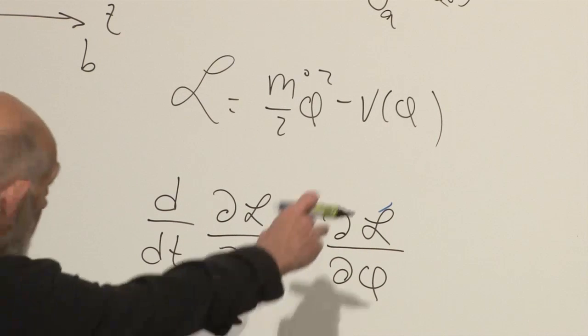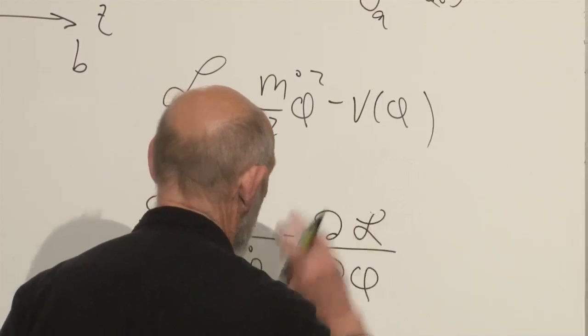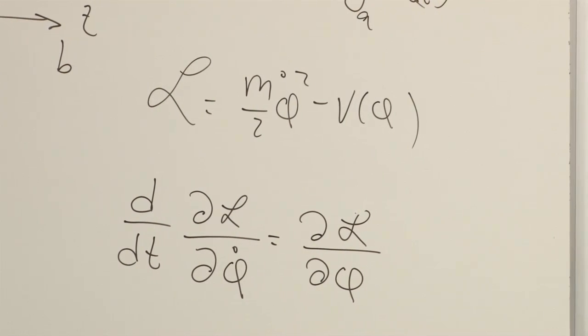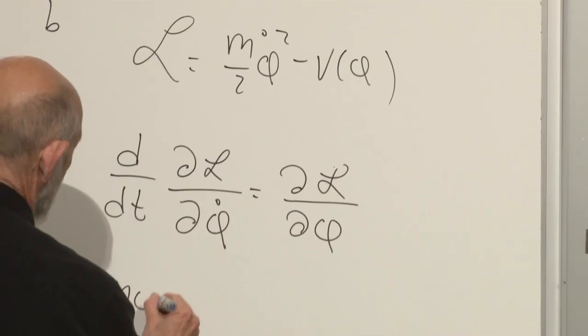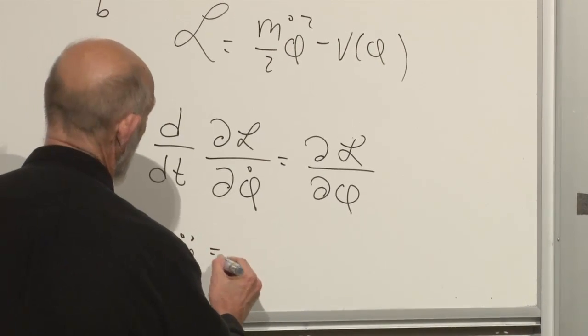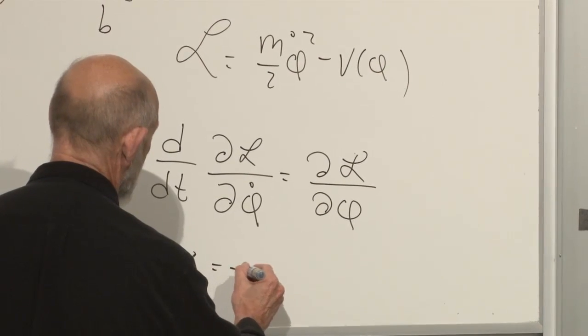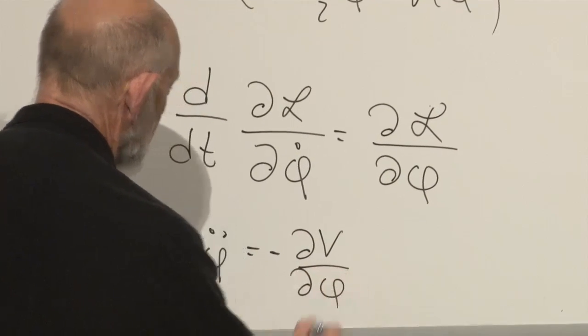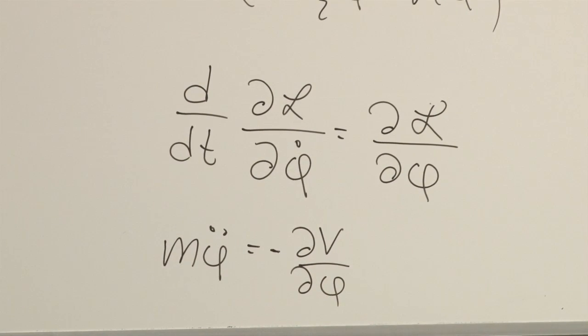So if we worked it out, we would just get Newton's equations here. Okay, well, maybe we'll write it down. M phi double dot equals minus dV d phi. That's Newton's equations. And that's the net upshot. Oh, but just one more point that's worth pointing out.